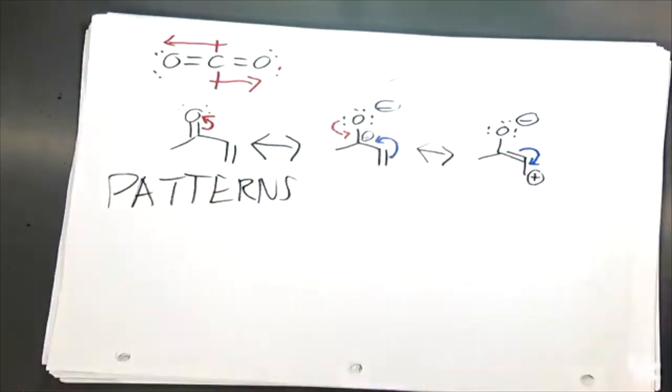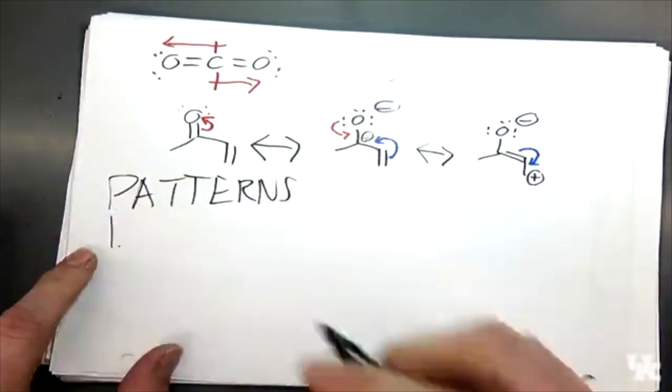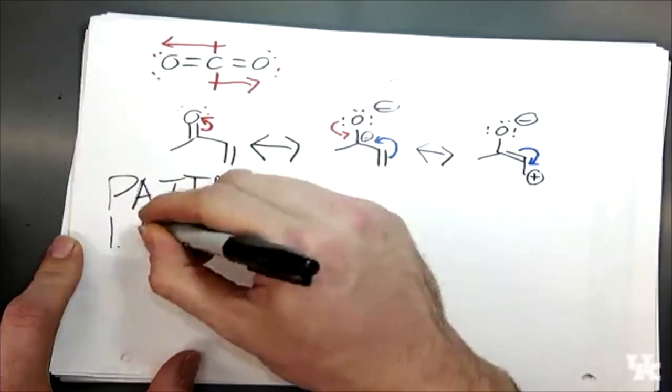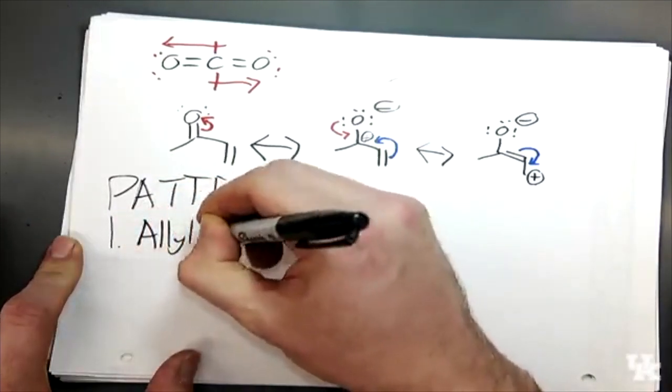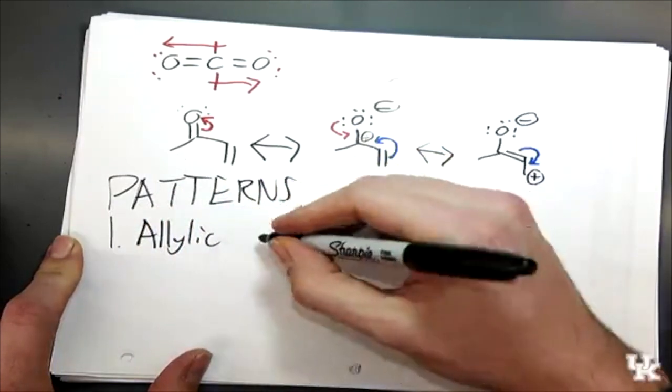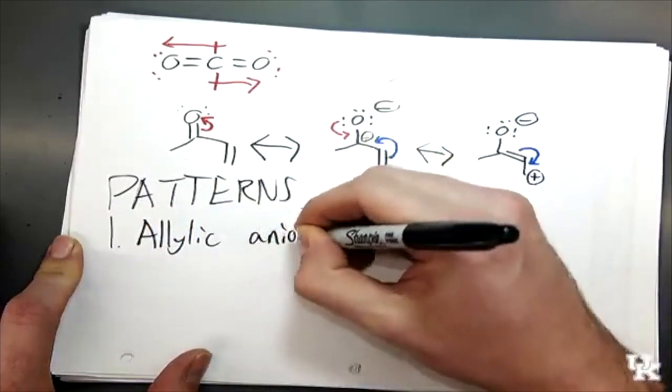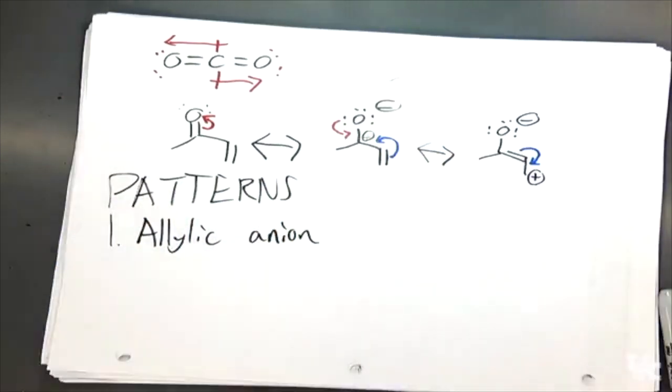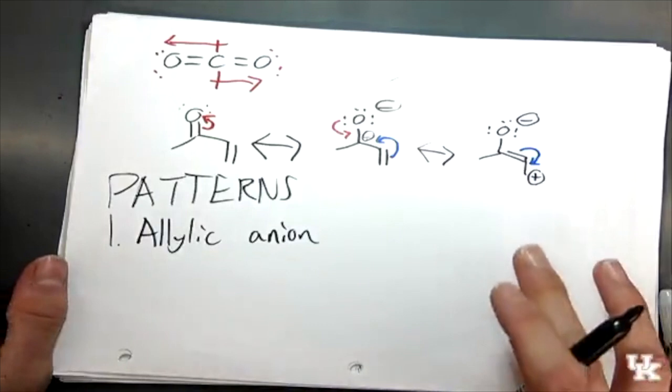All right, so number 1. We'll do allylic anion. Does anybody remember what an allyl group is? Yeah? No? Nobody. It's been a long weekend. Not a single person. Good.